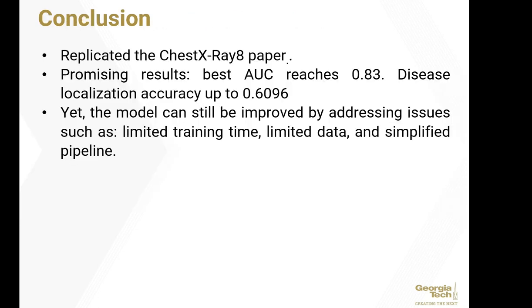In conclusion, we have tried to replicate the ChestX-ray8 paper and gained promising results with an AUC up to 0.83 and a disease localization accuracy up to 0.6. Our model could be further improved by addressing issues such as limited training time, limited data, and a simplified pipeline. Thank you.